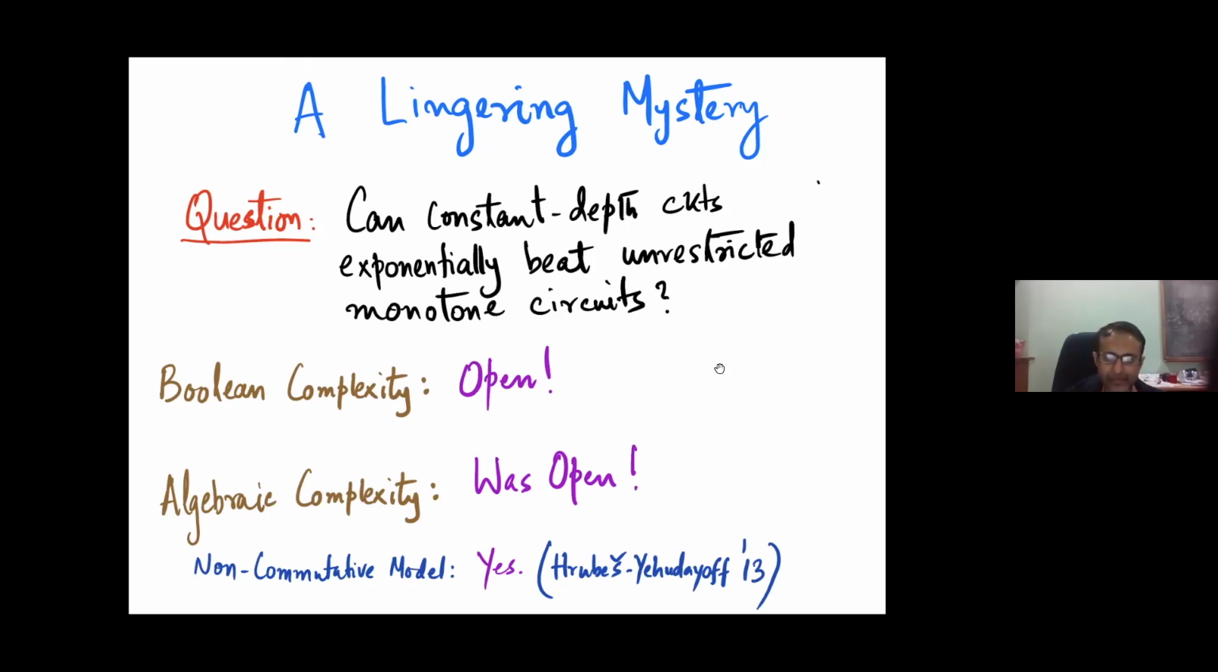And things are a little easier there to prove. We know more in that model. So in that model, for example, this question has a strong positive answer due to the work of Rubish and Yehudayev from 2013. Okay. And in this work, one of our main results is to show a similar result as the result of Rubish and Yehudayev, but for the more common commutative model.